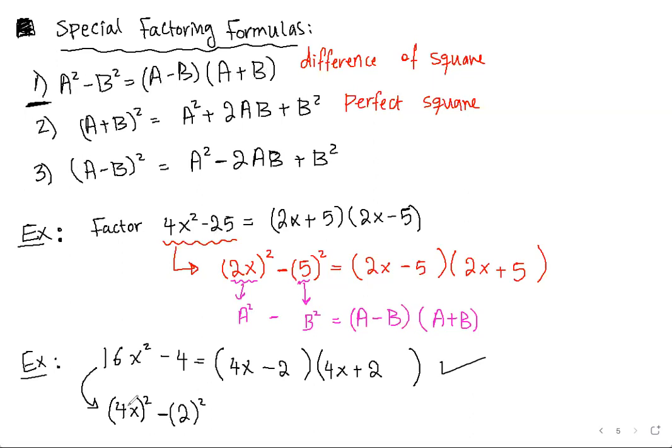So my a is 4x. This is my a, and the 2 is my b. So I get a squared minus b squared. Applying the formula, they give me 4x, this is my a, minus the b which is 2, times the first one 4x, plus the second term, 2. So I get the same answer like Salim said.